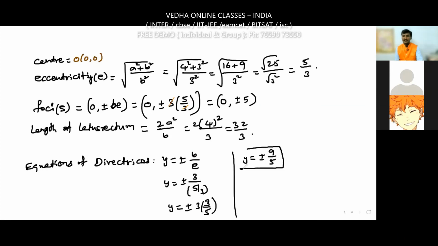Either this is the answer, or you can write 5y is equal to plus or minus 9, or 5y minus or plus 9 is equal to 0. You can take any one. So here, what formula did we use in this solution?